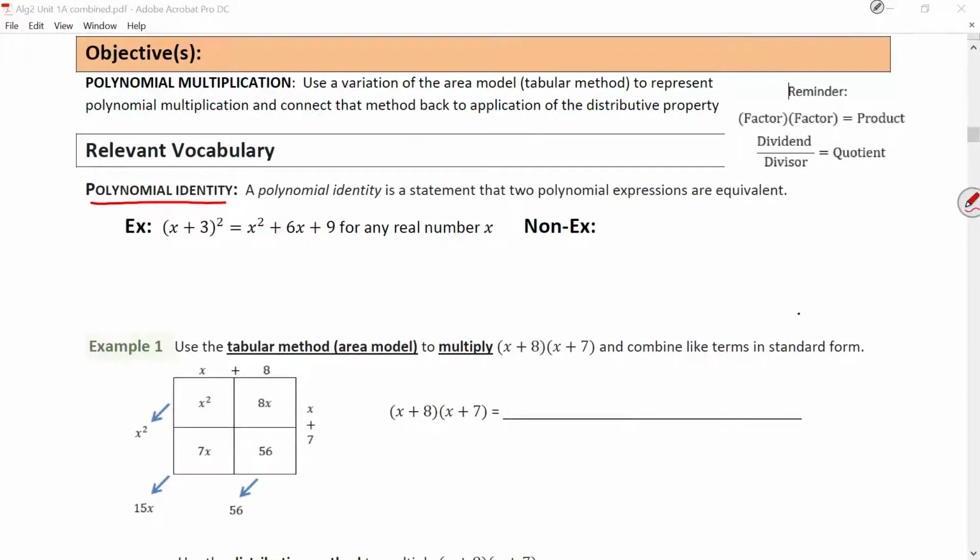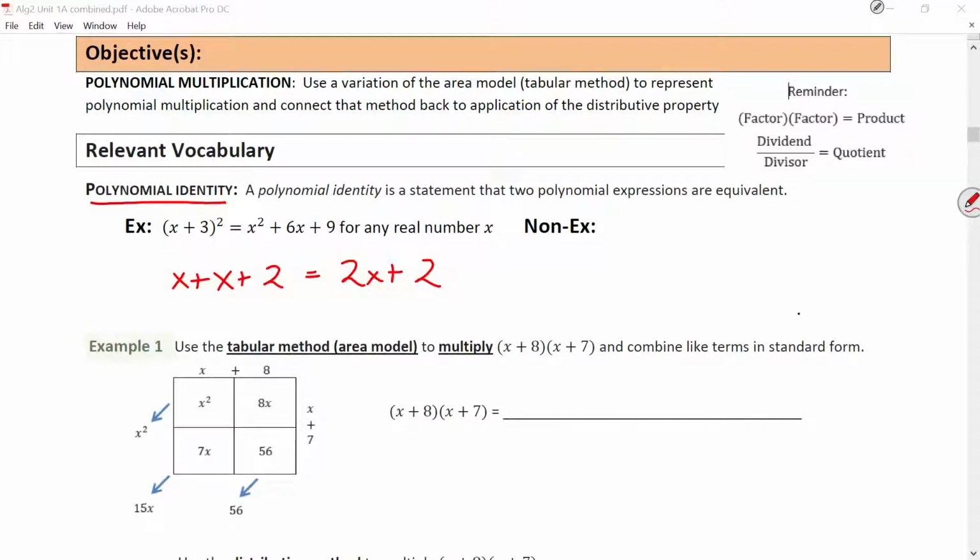identity. A polynomial identity is a statement that two polynomial expressions are equivalent, meaning they're always true. So here's an example: (x + 3)^2 is equal to x^2 + 6x + 9. That is true for any real number x, and we can show that using an area model or distributive property. Another example would be x + 2 is equal to 2x + 2. That's also true for any real number x.